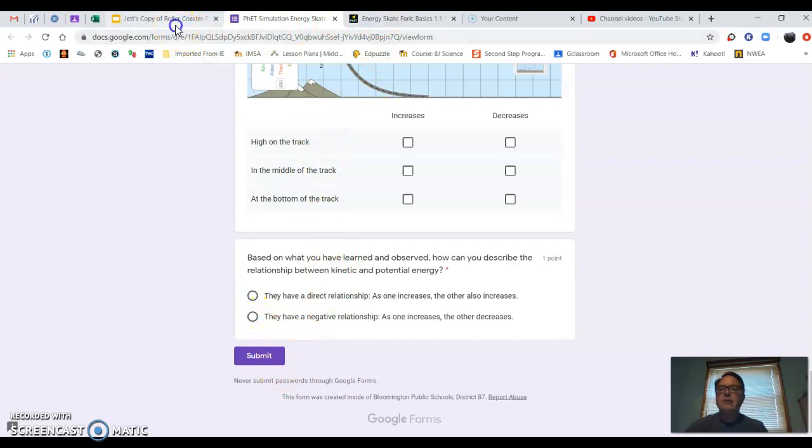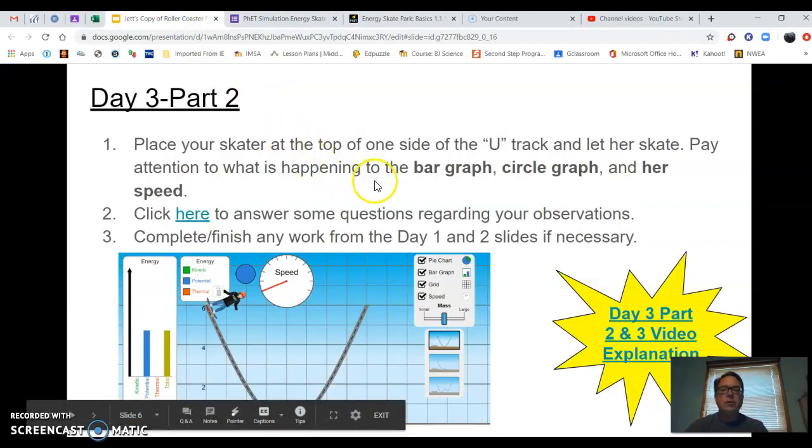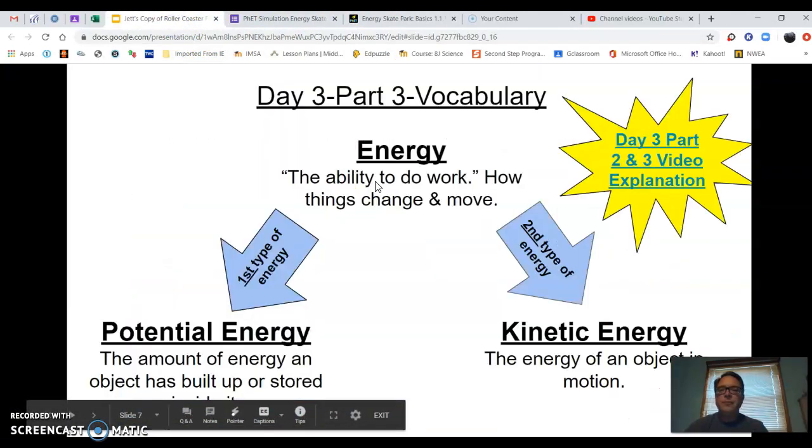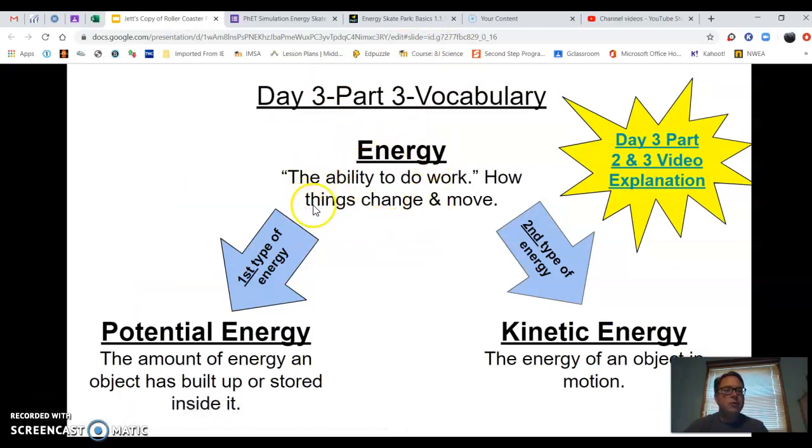I'm going to go back to our slideshow presentation. Now I'm on part 3. This one I just wanted to review 3 key vocabulary terms. We're not going to do as much vocabulary work as we have before while we're learning from home, but these 3 words are very important when understanding about roller coasters and how they work.